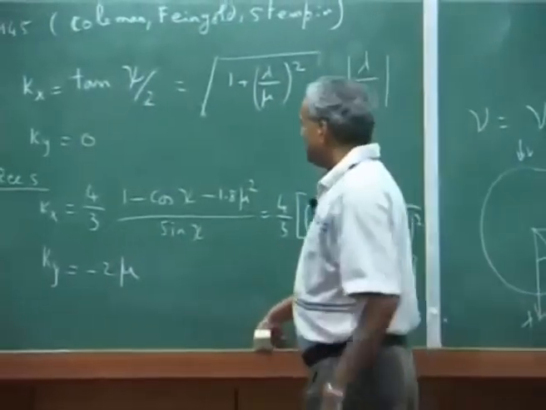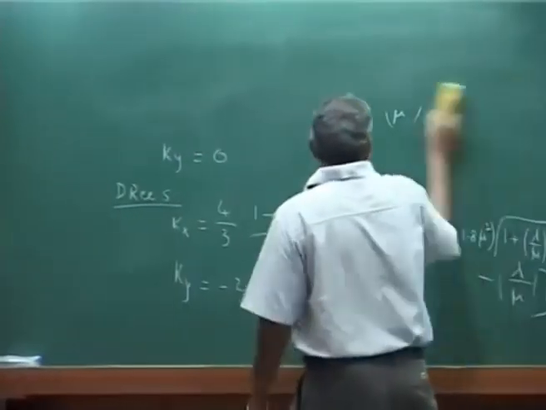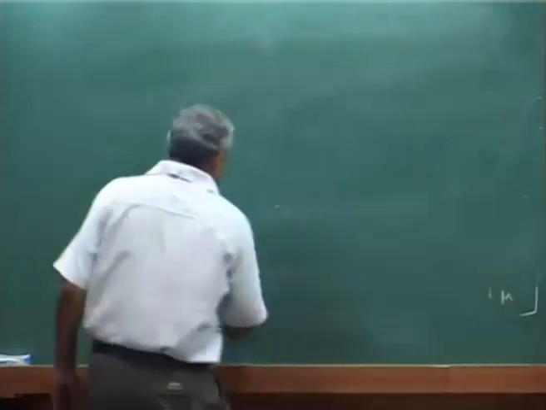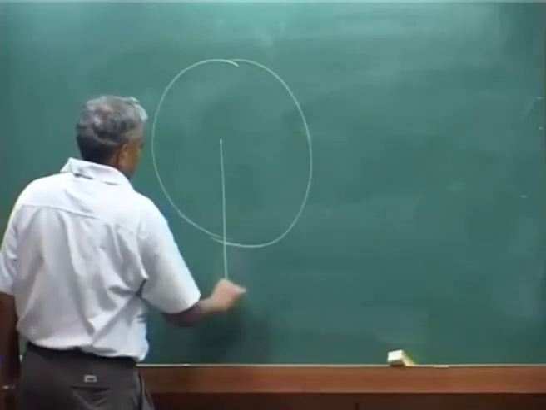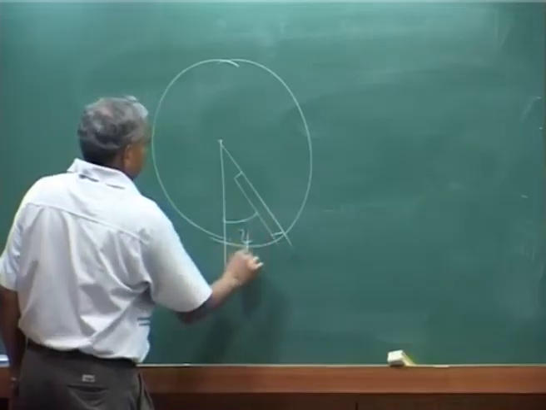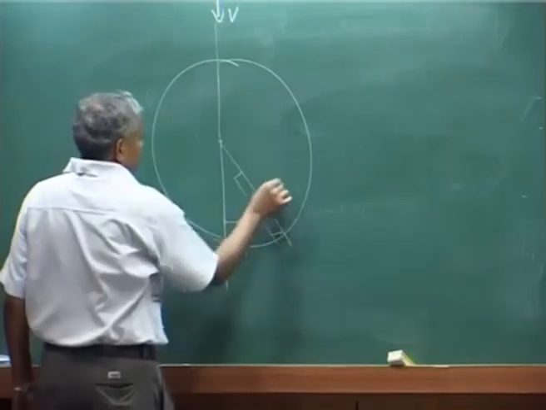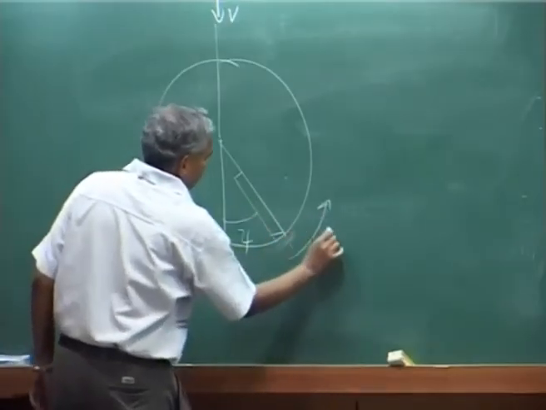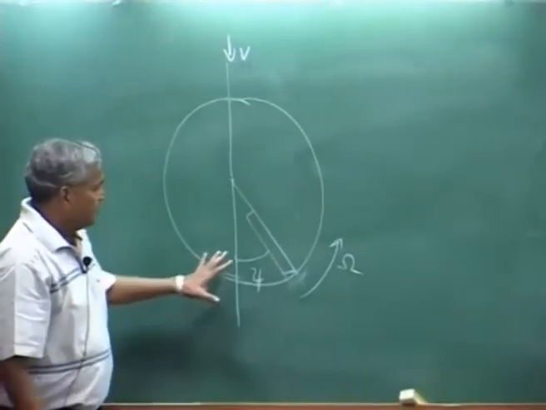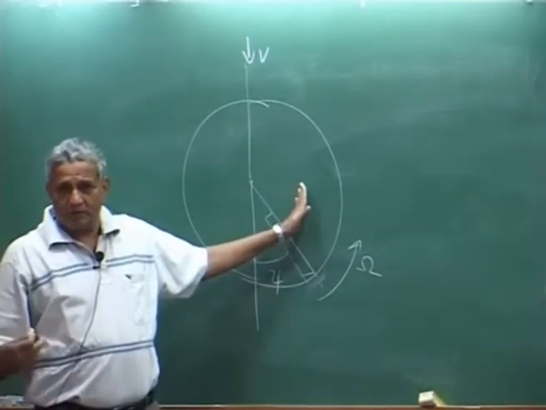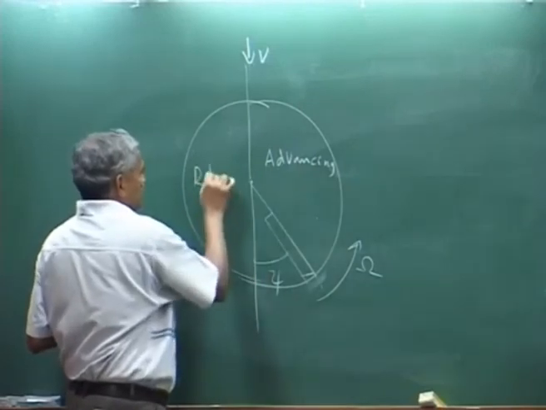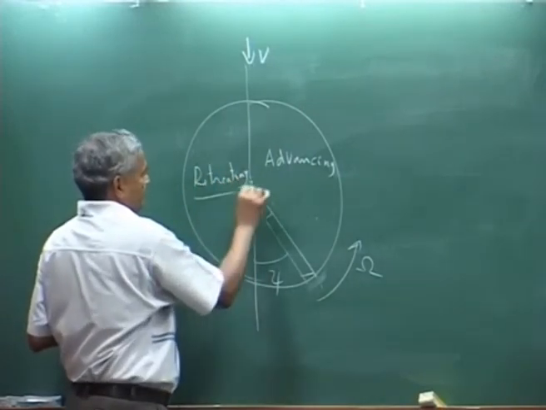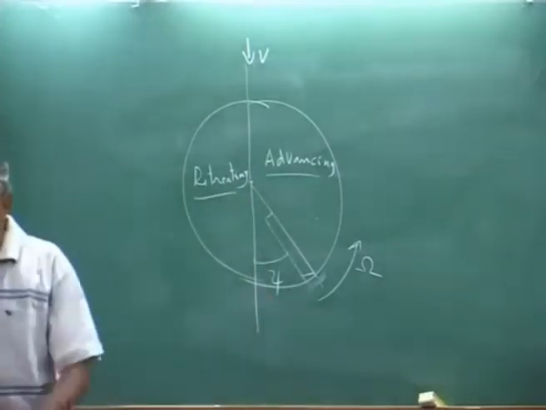Let us go back to the rotor blade. So we said in forward flight, because of time varying flow, this side is more velocity, this is advancing and this is retreating. Advancing side more velocity, retreating side less velocity, oncoming flow.